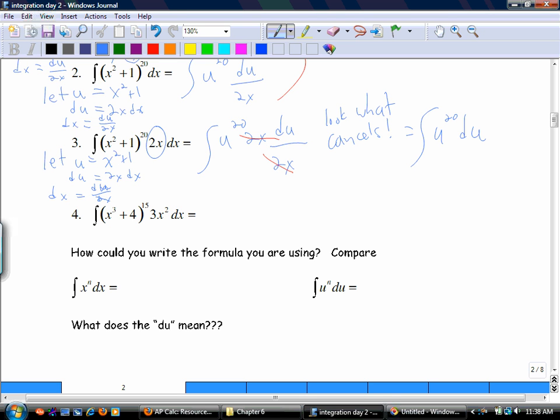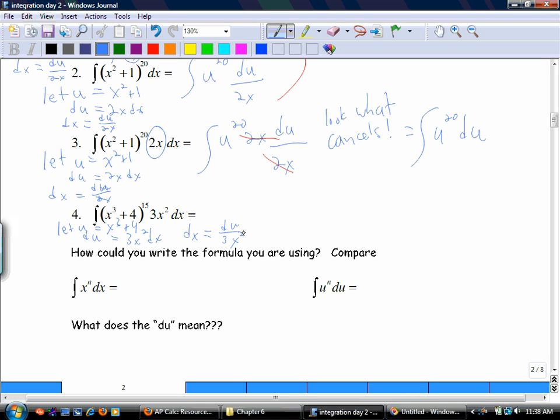So, question 4 there. Again, the same thing. I would let u equal x to the power of 3 plus 4. So du is equal to 3x squared dx, which means that dx would be equal to du over 3x squared. This is the Mr. Howell way. This is the way that shows you what cancels. That's why I'm doing it this way. I'm not going to do it this way every single time.